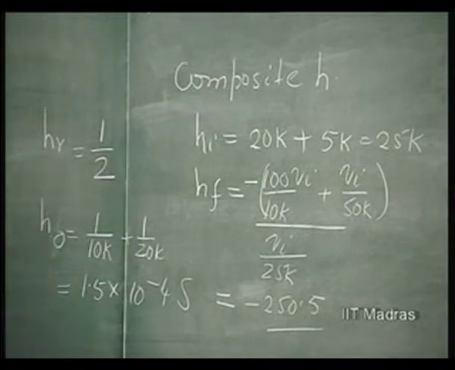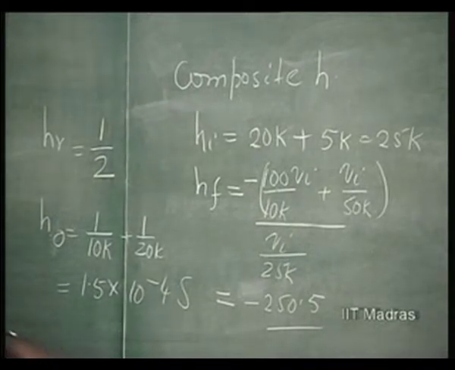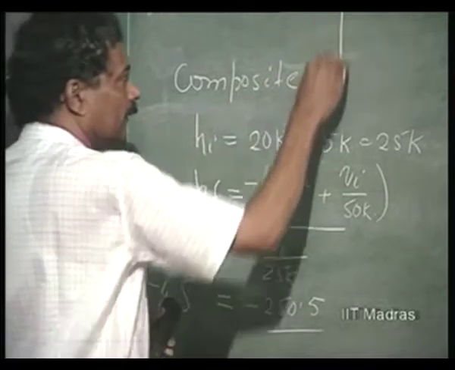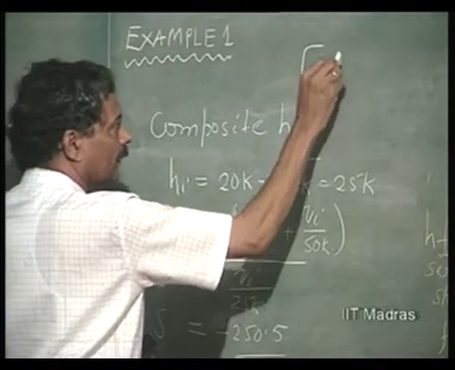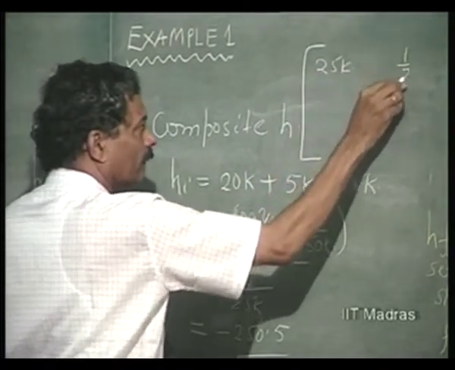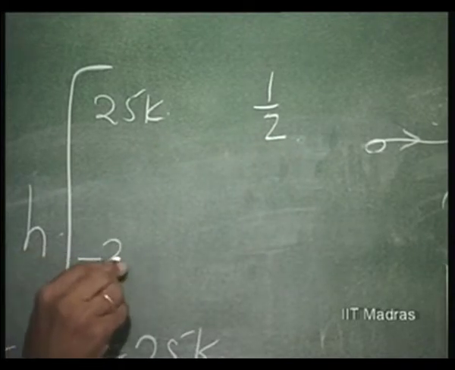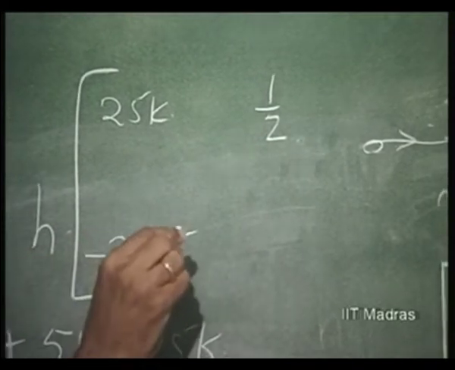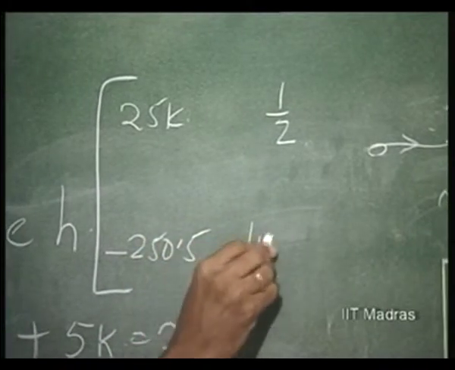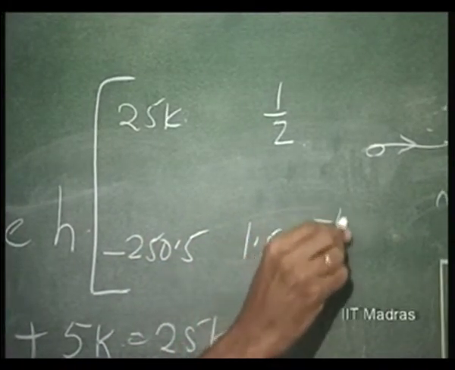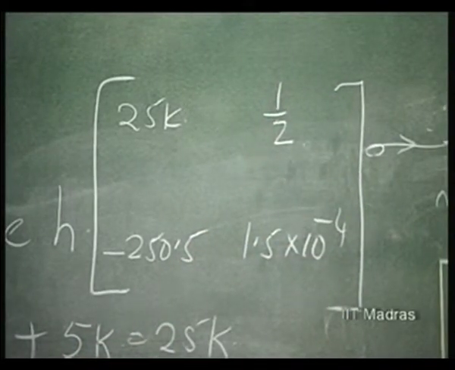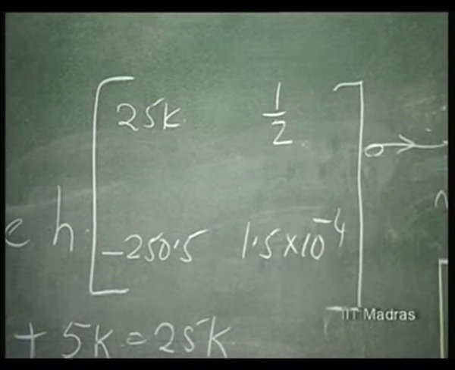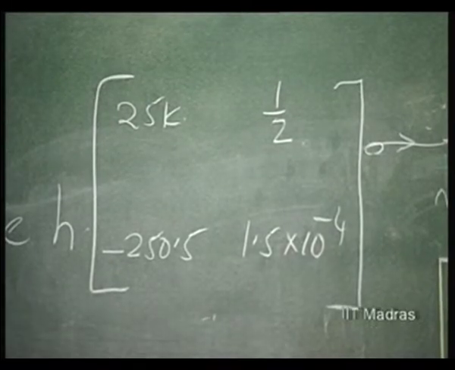So, now we have obtained all the H parameters of this amplifier. So, composite H is going to be, let us rewrite it: HI is 25 K, HR is half, HF is minus 250.5, and HO is 1.5 into 10 to the power minus 4. Have we calculated all these things properly? Then we can go ahead with further calculations.